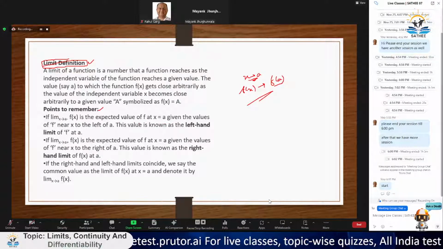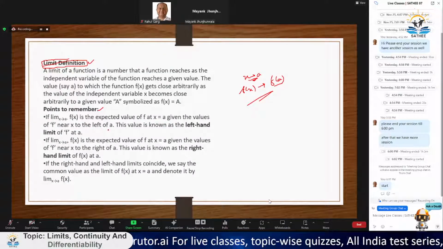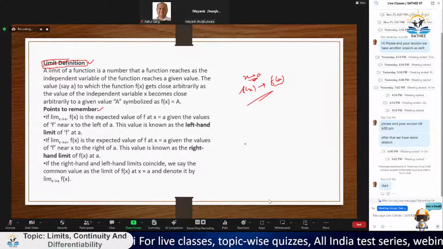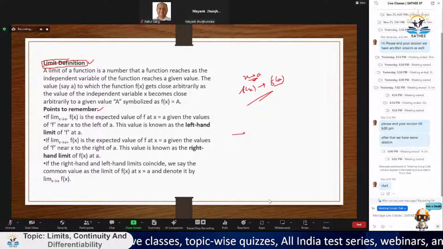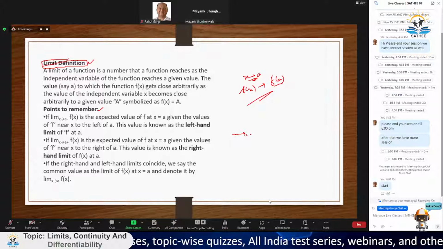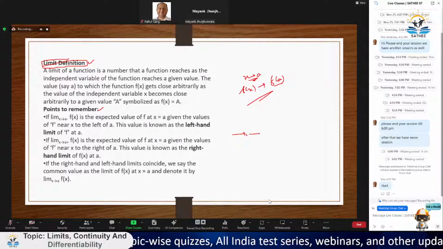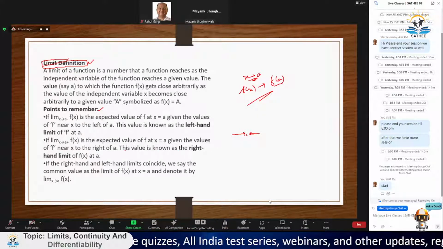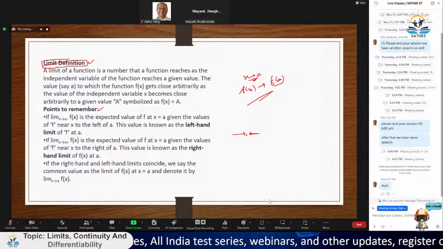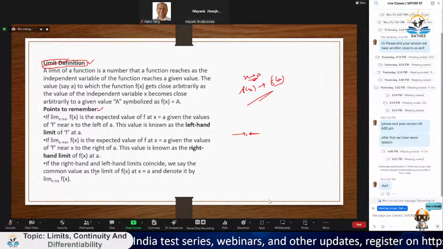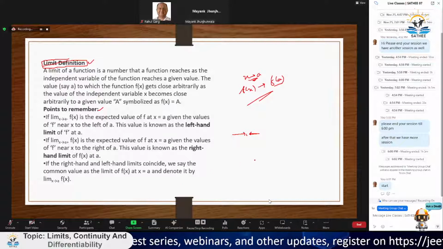So points to remember: the limit of x tending to a minus of f(x), the expected value of f at x equal to a, gives the value of f near x to the left of a. This is known as the left hand limit. Left hand limit is similarly going to a point from the left hand side. Right hand limit is going to a point from the right hand side, and if the left hand limit and right hand limit are the same, then only you can say that the limit exists at that point.